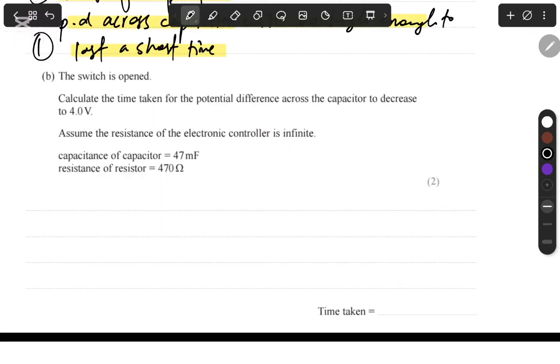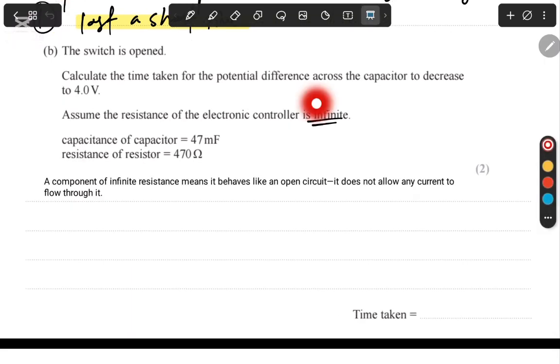Now in part B it says the switch is opened. Calculate the time taken for the potential difference across the capacitor to decrease to 4 volts. Assume the resistance of the electronic controller is infinite. The capacitance of the capacitor is 47 microfarads and the resistance of the resistor is 470 ohms. Let's first clear what this statement means: assume the resistance of the electronic controller is infinite.